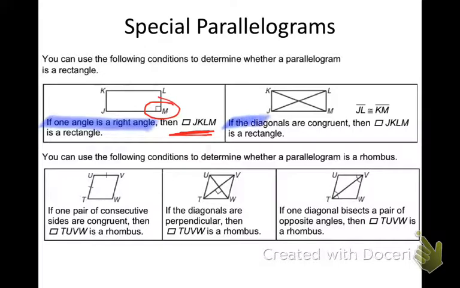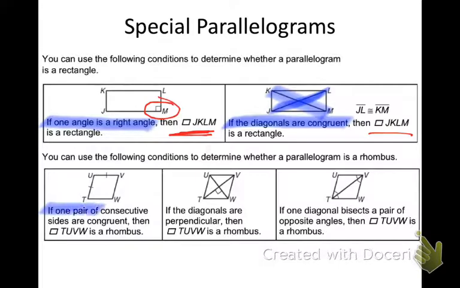If the diagonals are congruent, then the parallelogram is a rectangle. Okay, so if my diagonals are the same, then it is a rectangle.